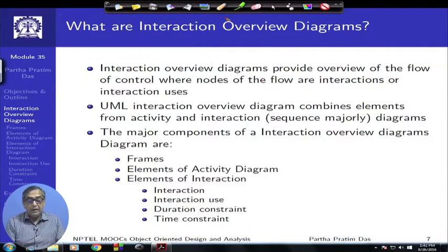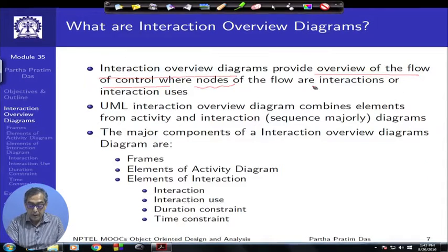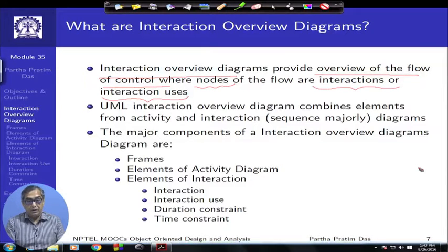So, what is an interaction overview diagram? Interaction overview diagrams provide an overview of the flow of control. An important thing is the nodes are interactions or interaction uses. So, they are not the elementary nodes of activities or objects that we had.